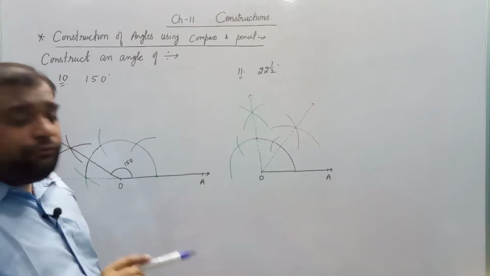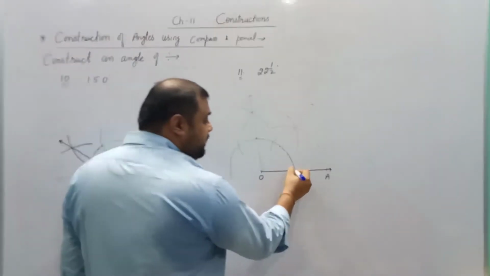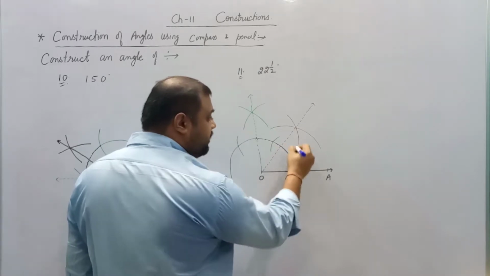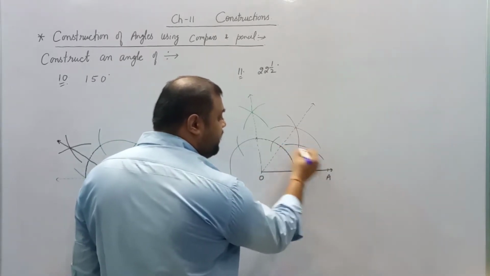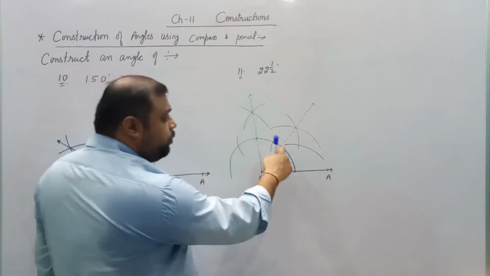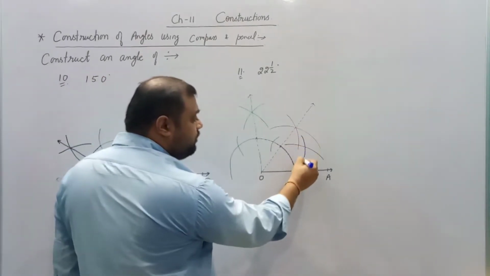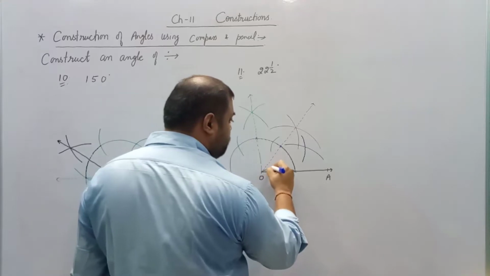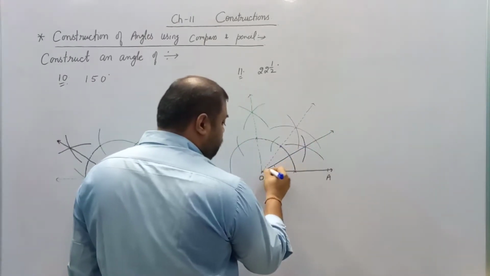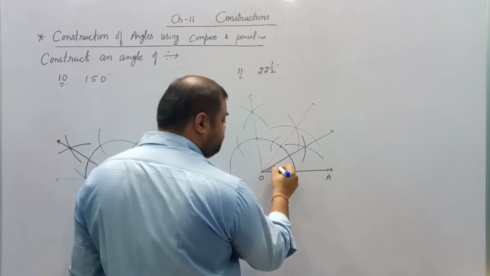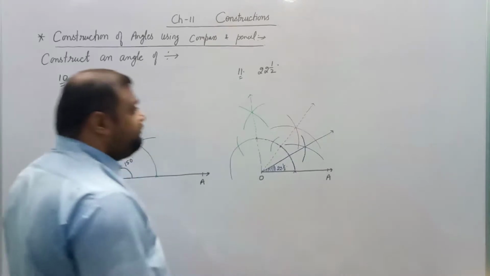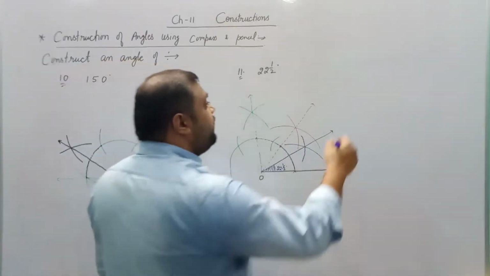Now the bisector of 45 degrees, taking this as center, more than half of this arc, draw an arc. Taking this point as center, more than half of this arc. So this angle is 22 and a half degrees.